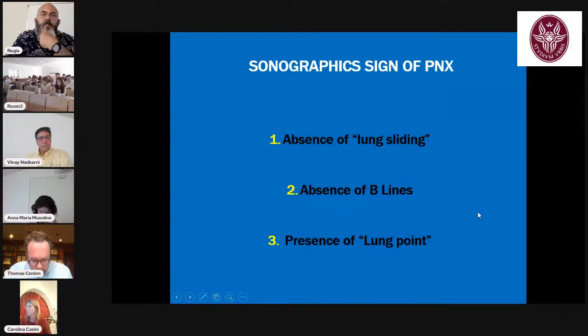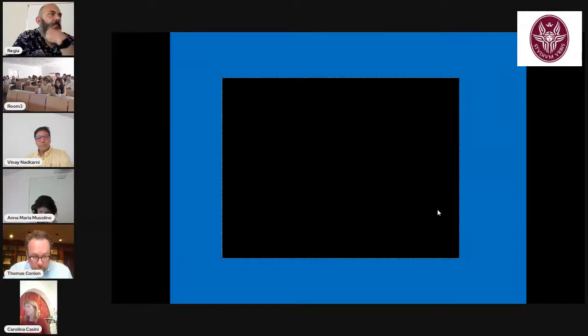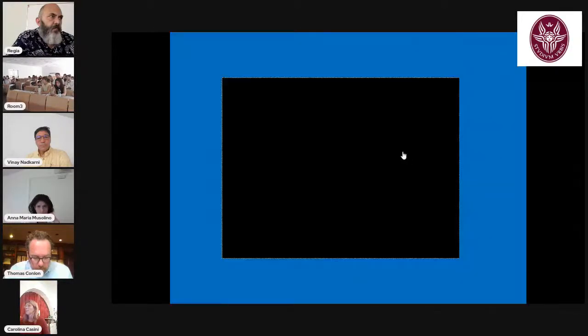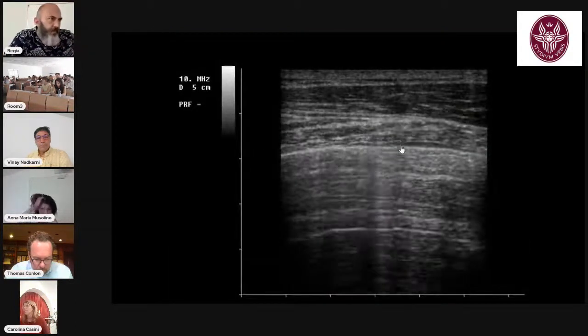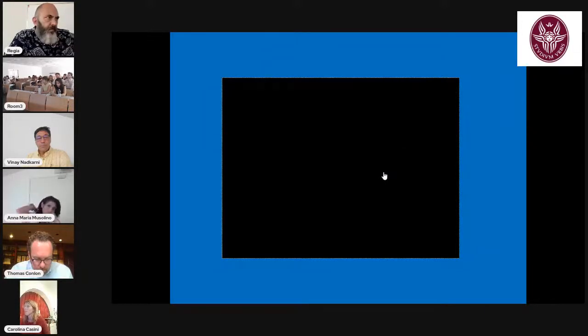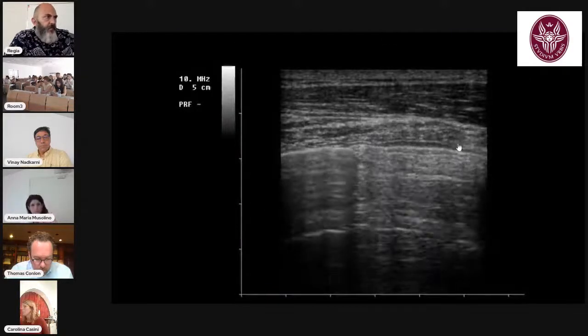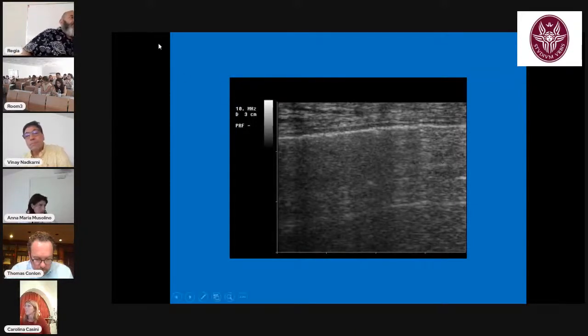And then we can see in this video, I'm sorry if I repeat the image, the lung point is where you can see the sliding, and at a certain point you don't see it anymore. This is very easy to see. In the right part of the schema, you can see the two pleura are not sliding anymore. And this is another short video showing this situation.